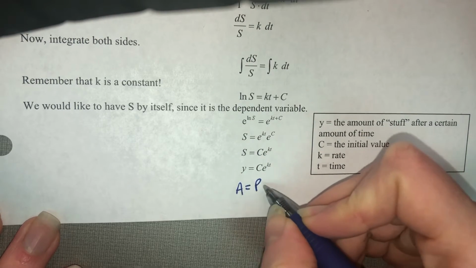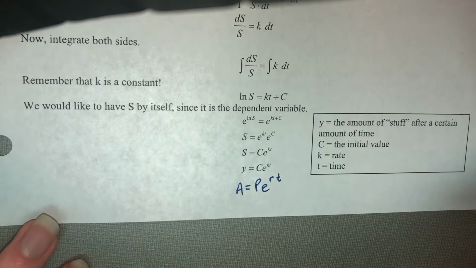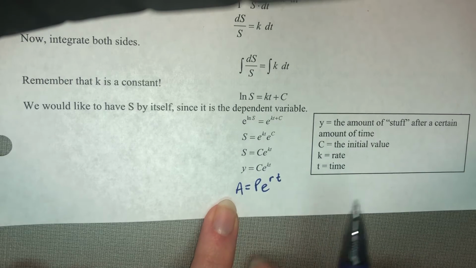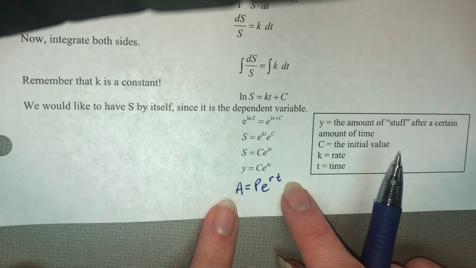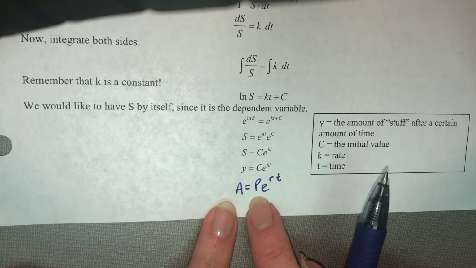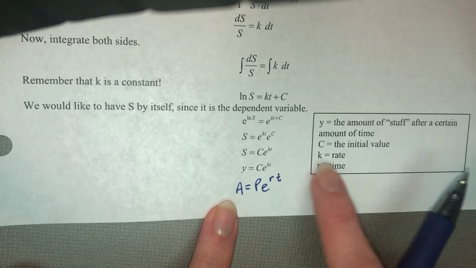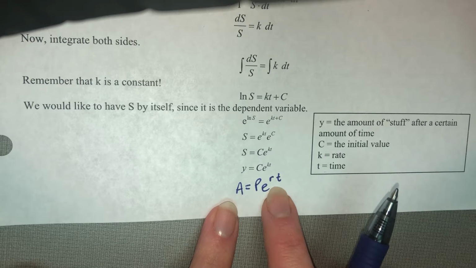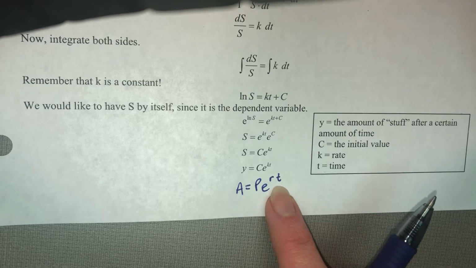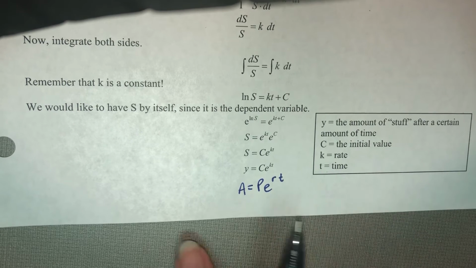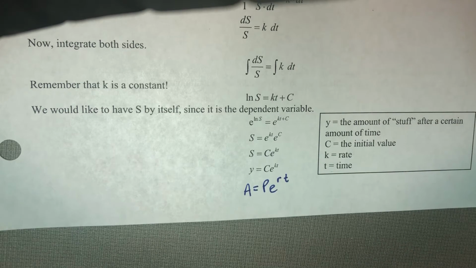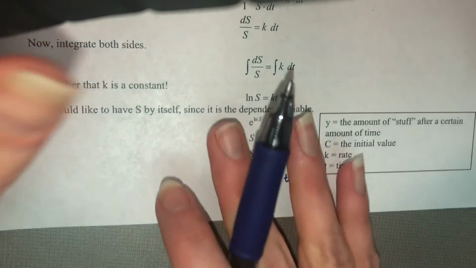A equals P e to the RT. That was called the PERT formula, which was used for finding the amount of money after some amount of time with continuous compounding, P being the principal that you start with, and R being the rate, which is what our K is here, that the money is either growing by or decreasing by, the percentage rate of the investment, usually written as a percent. So this equation and this equation are just basically using the same concept with different variables, okay?